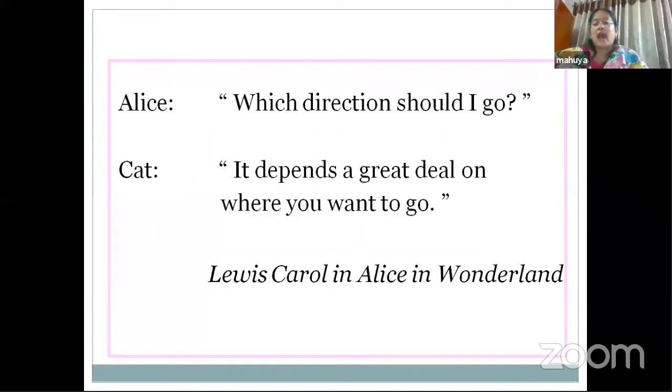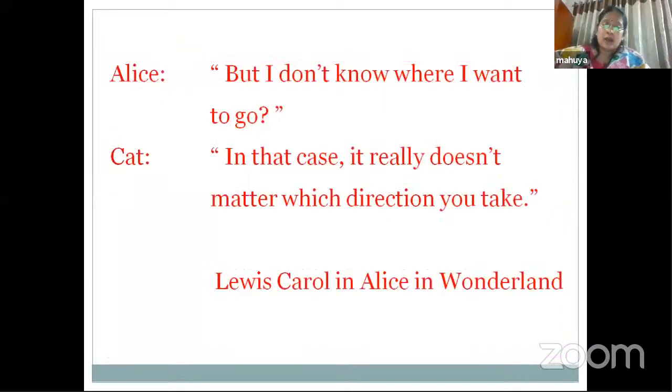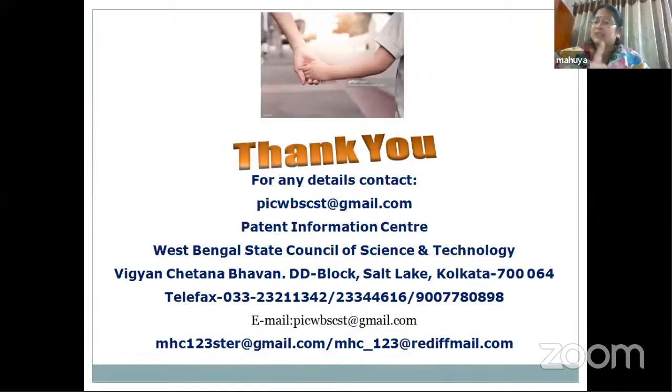Before the end, I want to mention, Alice in Wonderland asks which direction she should go. "Yes, it depends a great deal on where you want to go." However, Alice says, "But I don't know where I want to go." "In that case, it really doesn't matter which direction you take." So I want to mention here, you have to take some direction.